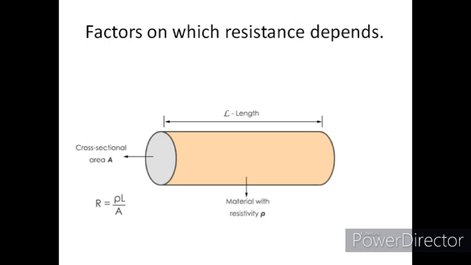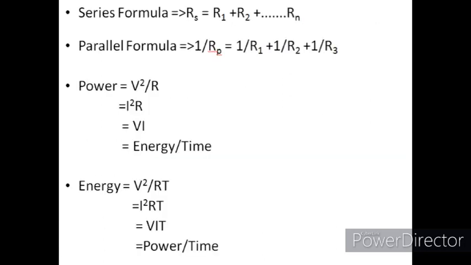Now, the next formula is on the factors on which the resistance of the conductor depends. So the first factor is length, the second one is area, and the third one is the nature of the material. So the formula is R is equal to rho L upon A.